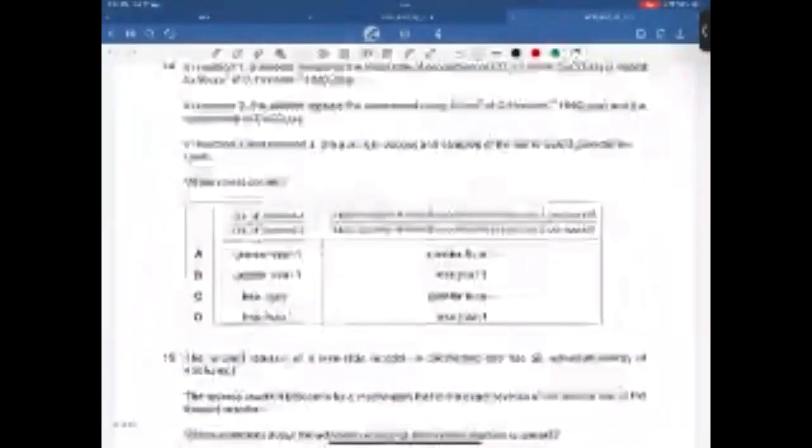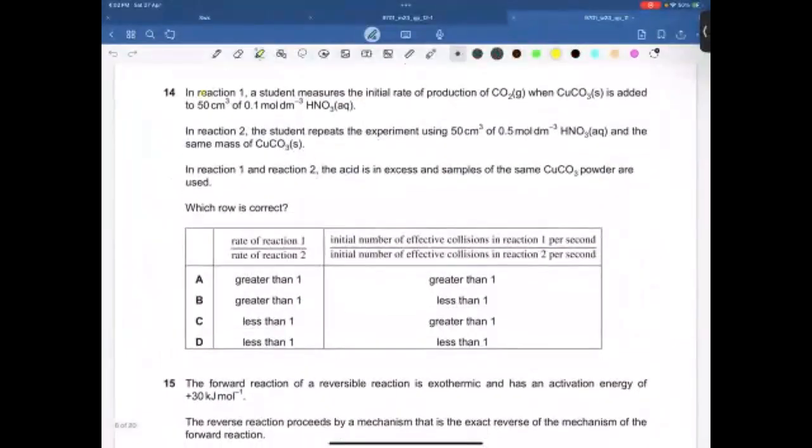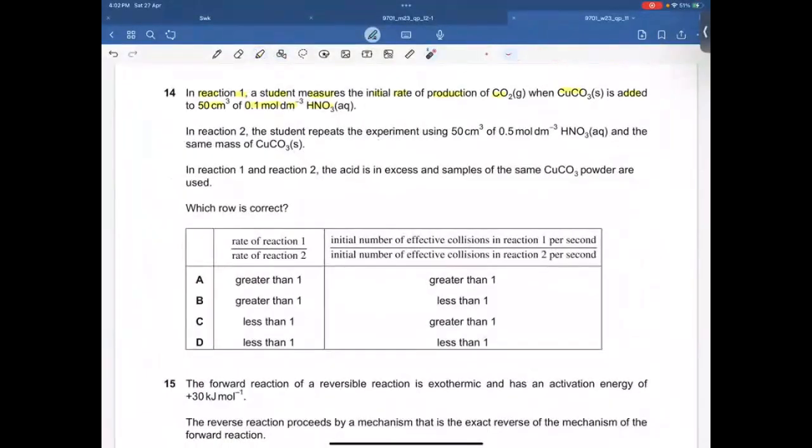All right. Let's start question number 14, guys. In reaction 1, the student measures the initial rate of production of carbon dioxide when copper carbonate is reacted with 50 cm cube of 0.1 mole per dm cube nitric acid. So we have copper carbonate reacting with nitric acid. Obviously, copper nitrate, carbon dioxide and water are formed. And that's how you can find the initial rate of production of carbon dioxide, by collecting the volume of carbon dioxide. In reaction 2, the student repeats the same experiment using 50 cm cube of 0.5 mole per dm cube nitric acid and the same mass of copper carbonate is used.